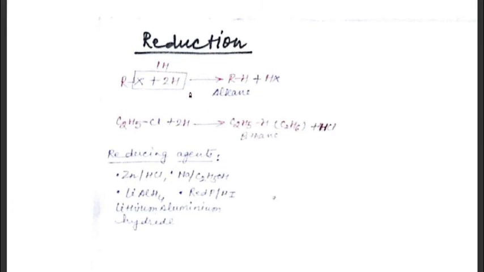Now here in this reaction, reducing agents which we can use are zinc in presence of HCl, or sodium and ethanol, or lithium aluminum hydride, or red phosphorus in presence of hydrogen iodide. Okay, so this is all about chemical reactions of alkyl halides.